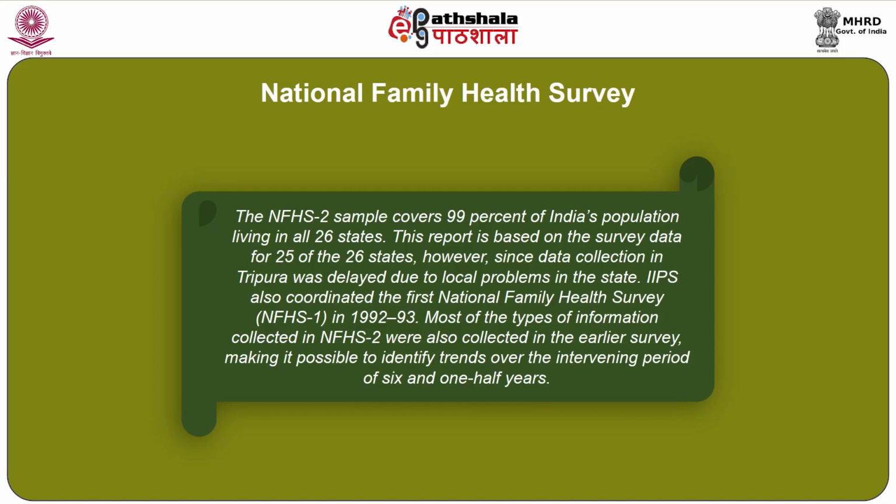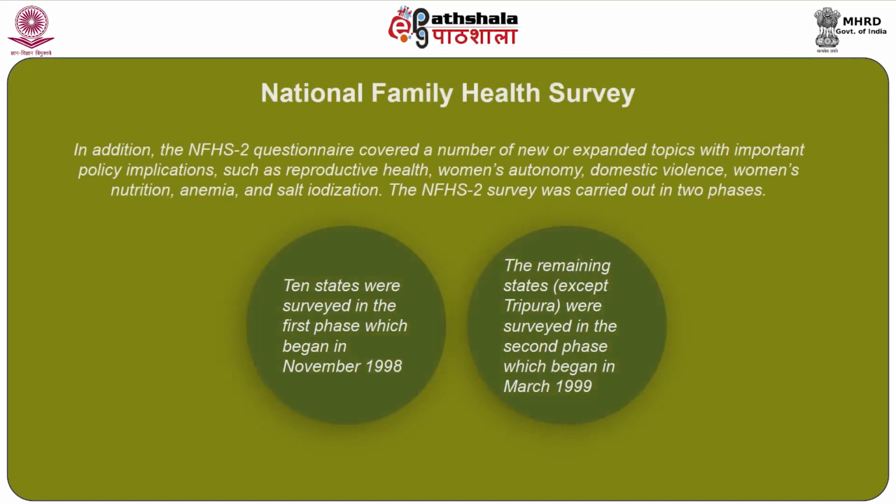This report is based on the survey data for 25 of the 26 states. However, since data collection in Tripura was delayed due to local problems in the state, IIPS also coordinated the first National Family Health Survey in 1992-93. Most of the types of information collected in NFHS 2 were also collected in the earlier survey, making it possible to identify trends over the intervening period of 6.5 years. In addition, the NFHS 2 questionnaire covered a number of new or expanded topics with important policy implications such as reproductive health, women's autonomy, domestic violence, women's nutrition, anemia, and salt iodization.